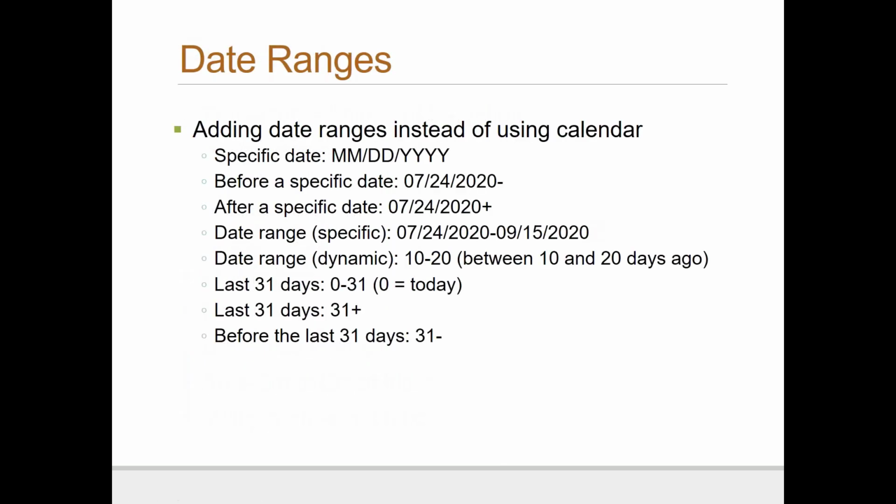Now, when I'm talking about date ranges, okay, I don't have a handout for you at this time, but I could send these to you later if you would like. That's not a problem. But here's some different formatting for the different types of date ranges that you can add in your searches, okay?